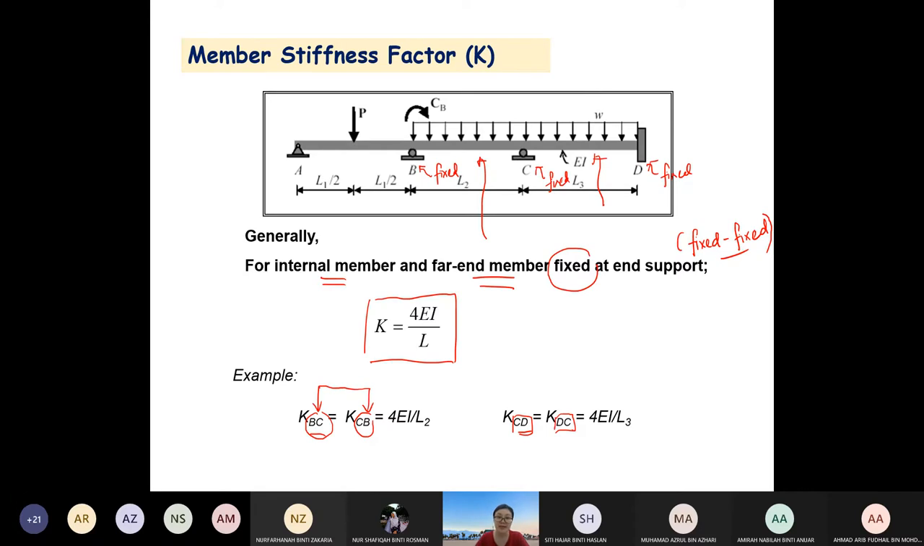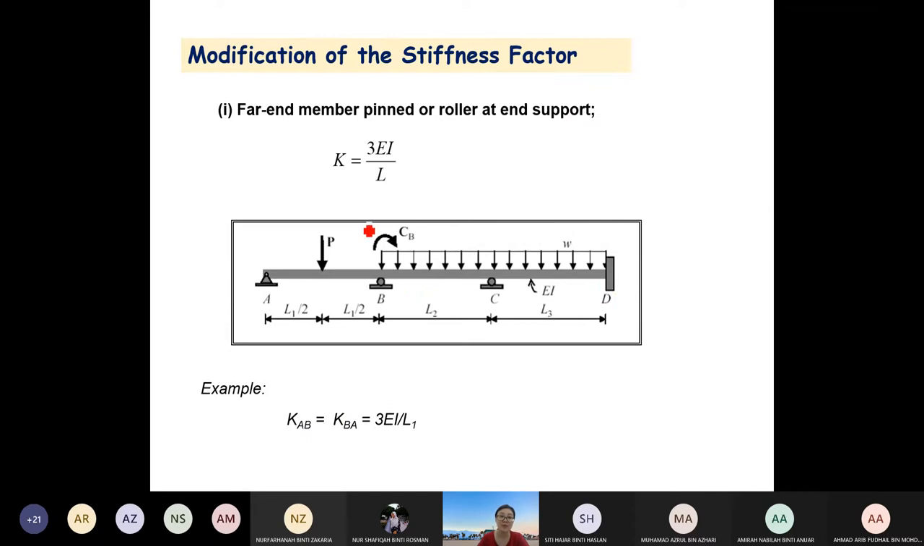Next, another condition is when the far end member is a pin or roller at the end support. So now this is fixed, right? When this is a pin or a roller, of course at the far end, meaning at the end, we use K equal to 3EI over L. So KAB and KBA are the same. This member will be using 3EI over L.